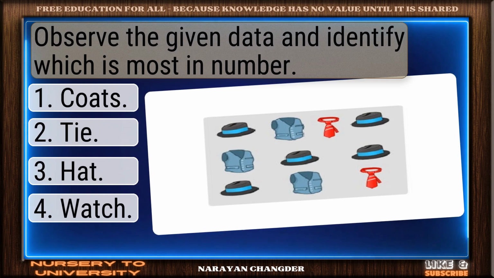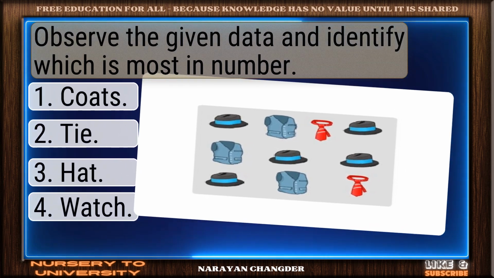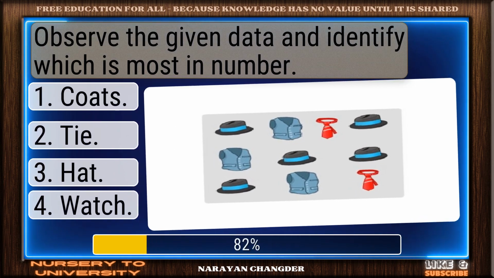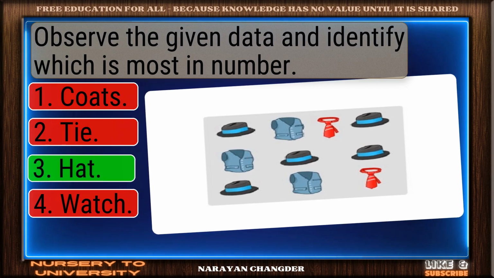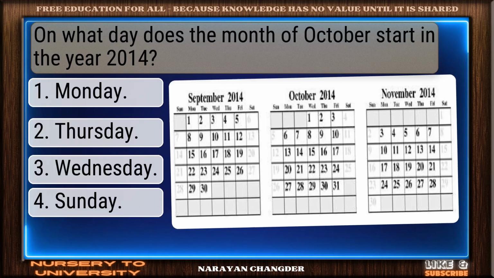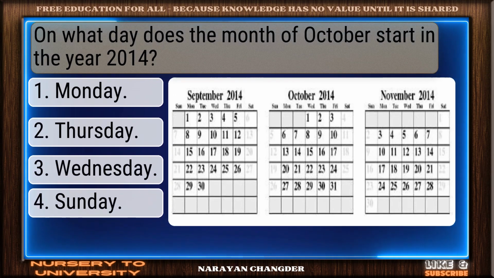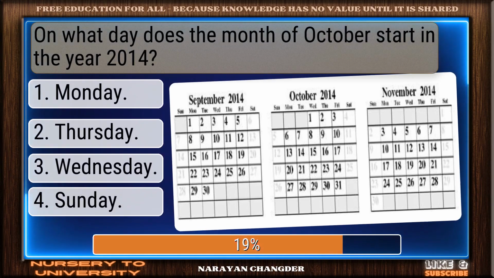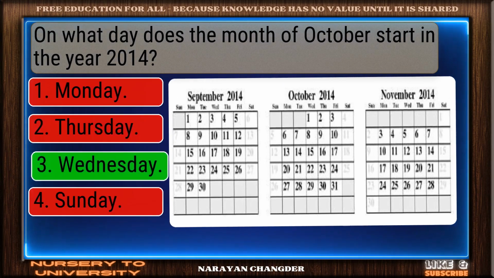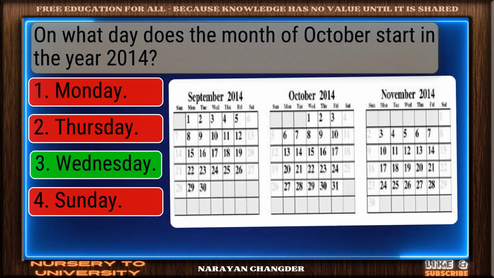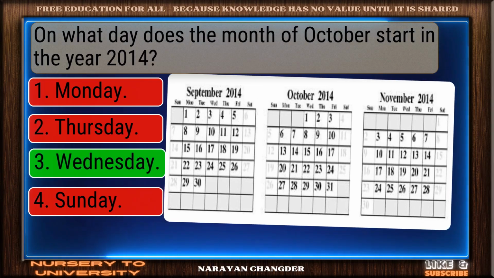Observe the given data and identify which is most in number. On track. Hat is the correct answer. On what day does the month of October start in the year 2014? Excellent choice. Wednesday is the right answer.